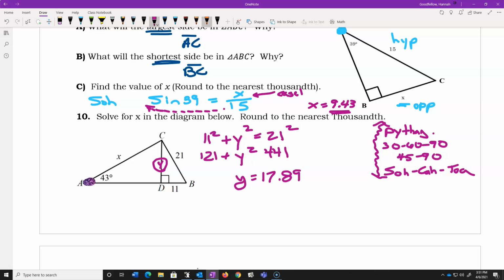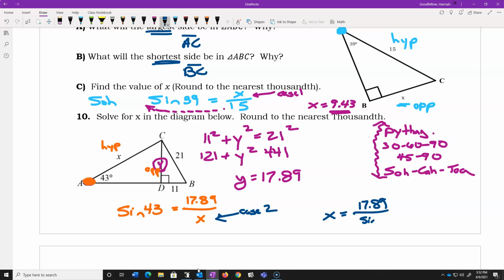Now I'm going to go to my SOHCAHTOA abilities. Be like, okay, I'm going to stand at the dot. This would be the opposite. This would be the hypotenuse. And that would be a sine question. Sine of 43 is equal to 17.89, because that's what the opposite is, over x. And all right, we got a case 2. Look at that. It's a case 2, the switch case. And if I was going to switch these two, it would become x equals 17.89 divided by sine of 43.